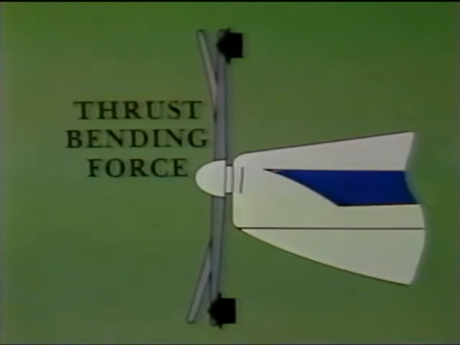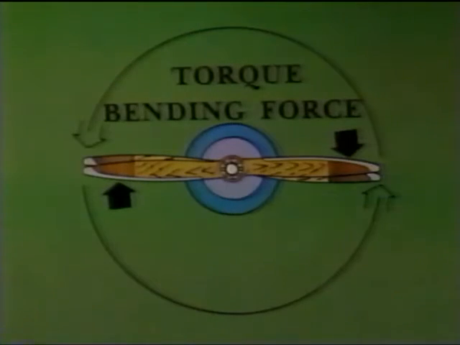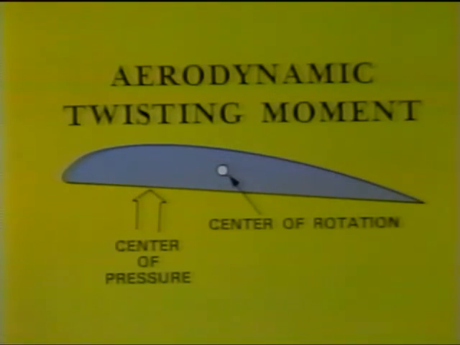Thrust bending force tends to bend the propeller blades forward at the tips, due to lift toward the tip of the blade, flexing the thin blade section forward. Torque bending force is the force which tends to bend the propeller blade back in the direction opposite to the direction of rotation. Aerodynamic twisting moment tries to twist the blade to a higher angle by aerodynamic action. This results from the center of rotation of the blade being at the midpoint of the chord line, while the center of pressure is more toward the leading edge of the blade.